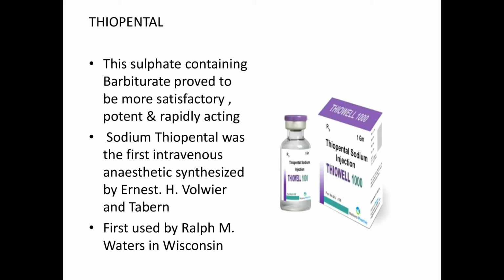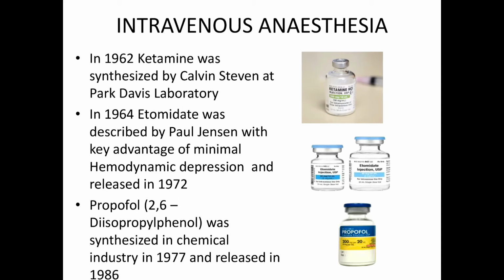Waters in Wisconsin. In 1962, ketamine was synthesized by Calvin Stevens at Parke-Davis Laboratory. In 1964, etomidate was described by Paul Janssen, with the key advantage of minimal hemodynamic depression, and released in 1972. Propofol, 2,6-diisopropylphenol, was synthesized in the chemical industry in 1977 and released in 1986.